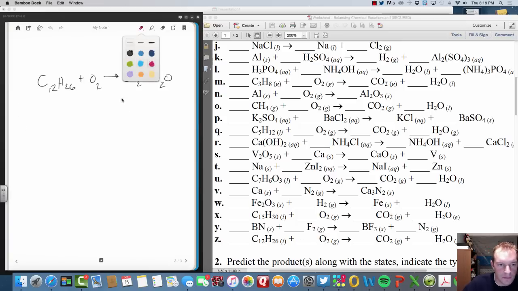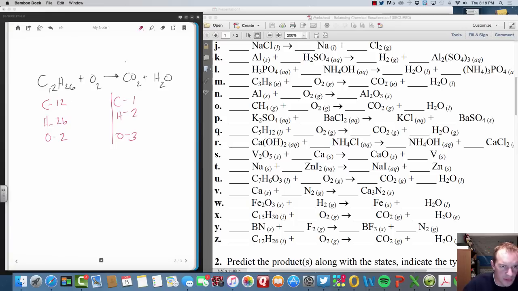Okay, we can take a look at one last example, and this is example letter Z from the same handout. So again, we'll set our inventory up. First thing is carbon, hydrogen, and oxygen, as we've done before. Carbon, hydrogen, and oxygen. We can see when we look at this that we've got 12 carbon, we've got 26 hydrogen, and we have 2 oxygen. On the reactant side, 1 carbon, 2 hydrogen, and 3 oxygen.